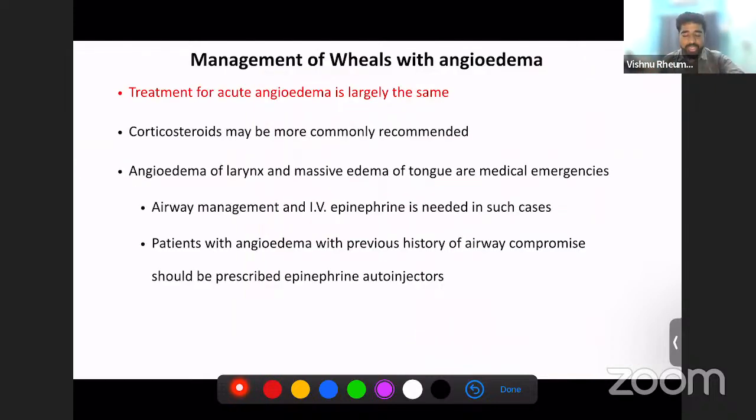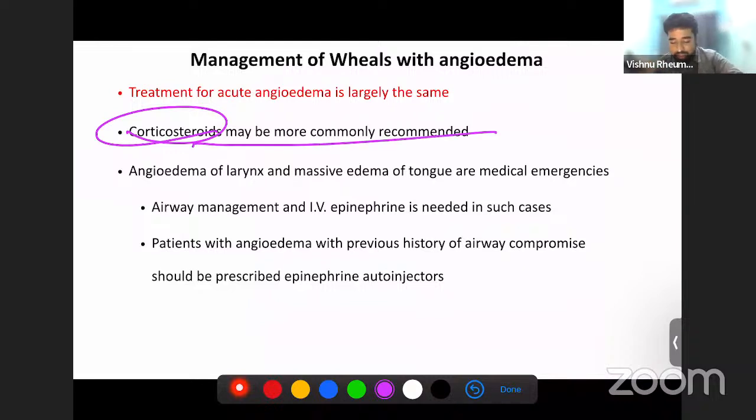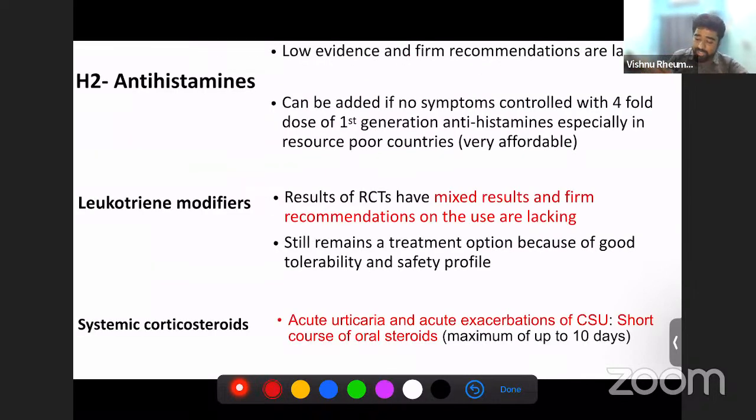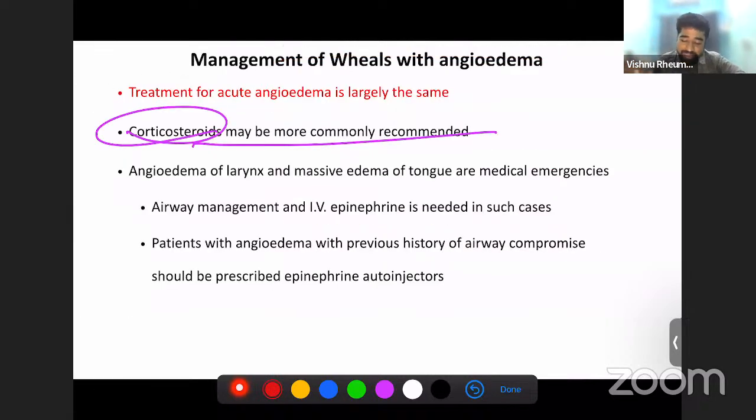So acute angioedema treatment is essentially largely the same, but here the use of corticosteroids is more commonly recommended, and sometimes it can lead to an emergency as well. And there you would also have your anaphylactic measures as your basic. So H2 antihistaminics, very low evidence, firm recommendations are lacking. But this again is with respect to your fields with angioedema, right?